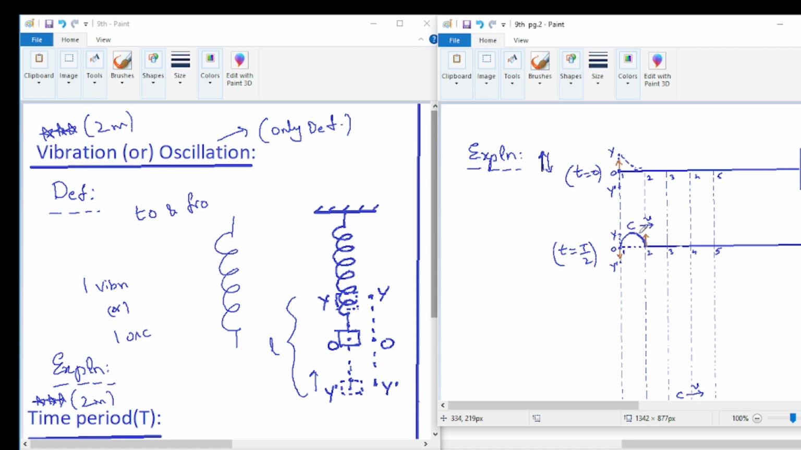So the shape of the string, because of this disturbance that is created near the left end of the string, will become somewhat like this. This shape is called a convex shape. Convex shape means what? This shape, curved upwards. What is a concave shape? This is called a concave shape.